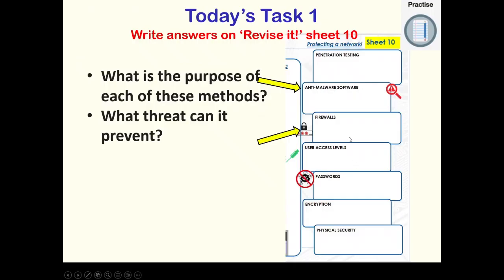Okay, on your sheet now, you haven't got much space, but on the right hand side, I'd like you to write just a single sentence for what is the purpose and what threat or threats can it help to prevent the best. Go back, look through the video if you need to, and then check your answer on the following section.